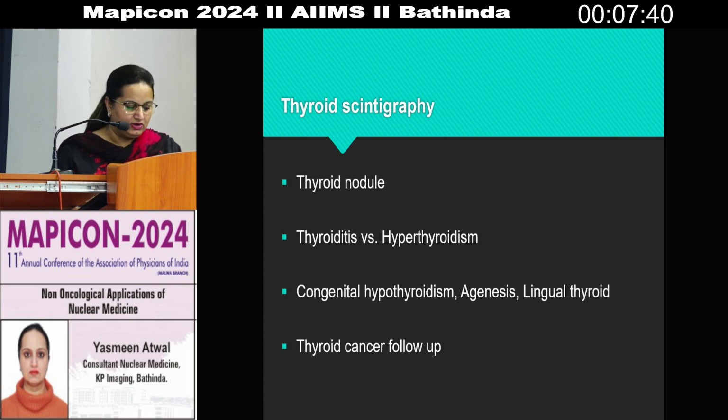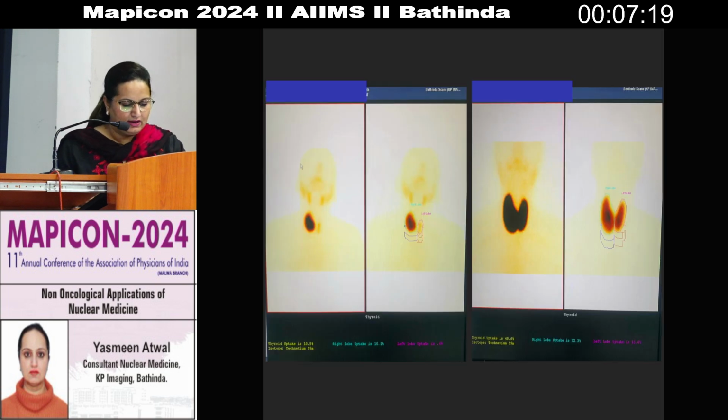So we detect thyroid nodule, thyroiditis versus hypothyroidism, and a few hypothyroid conditions like congenital hypothyroidism, agenesis of thyroid, or lingual thyroid, that is ectopic thyroid, when it is not located in the normal location. Then we have a thyroid cancer follow-up in which we use iodine 131 as well as for treatment and also for the scanning. So here we see the thyroid uptake.